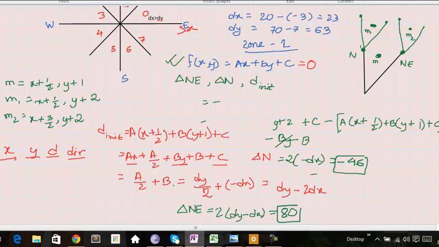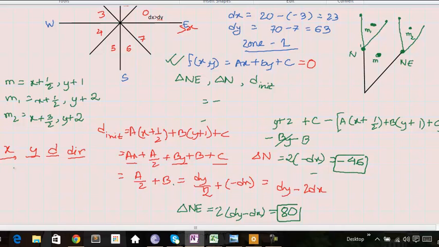The first step of the calculation: x is minus 3, y is 7, and d is the decision variable. The initial decision variable is dy minus 2 dx, which is 63 minus 2 into 23. So whatever that value is, it's our first decision variable. Let me just check the answer here. The first decision variable is 17. Alright, so now we have to find out which direction is positive and negative.